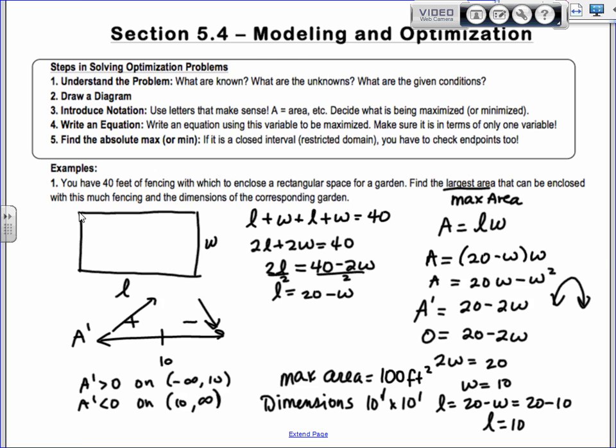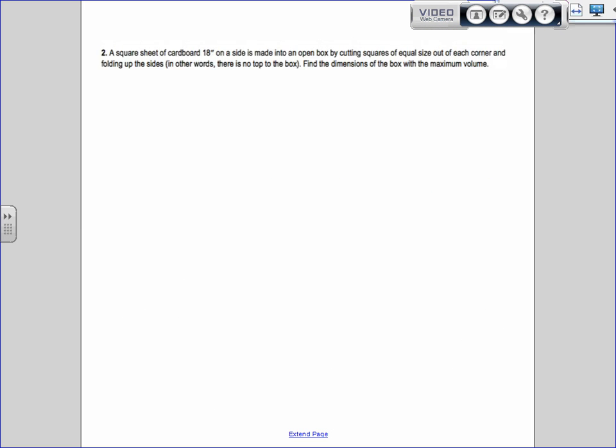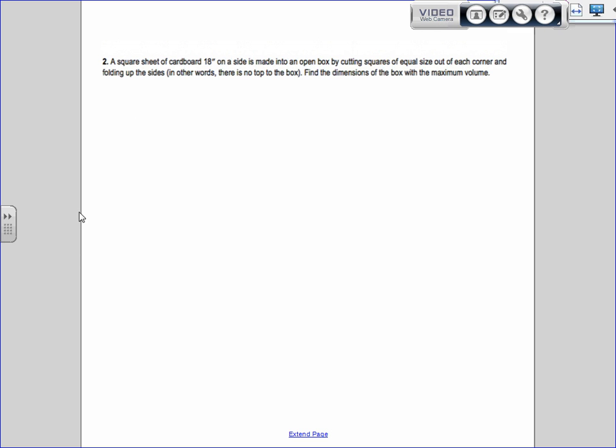All right, so next one. So it says a square sheet of cardboard, 18 inches on a side. You guys have all done this before, right? In Algebra 2, where you cut the little squares out. You can see this. It's made into an open box by cutting squares of equal size out from the corners.